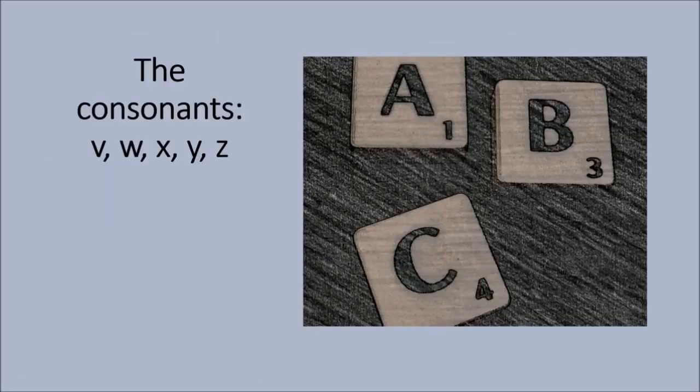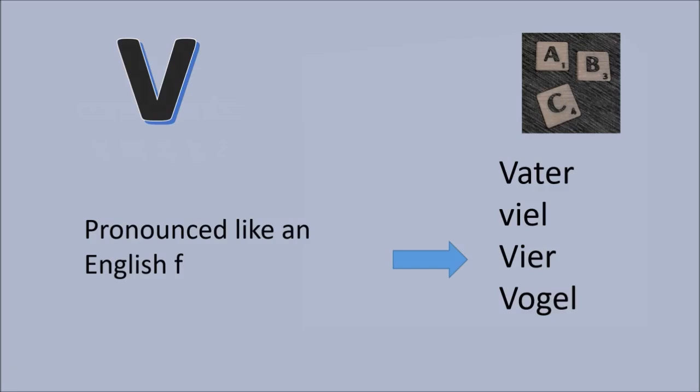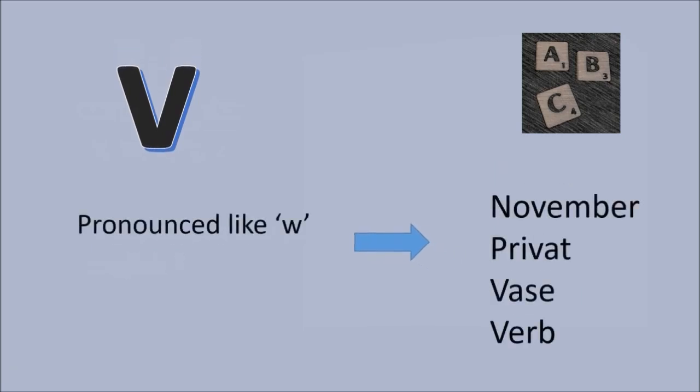In this video, we're looking at the consonants V, W, X, Y, Z, or in German, V, W, X, Y, Z. V. It's pronounced like in English F most of the times. So we have Vater, viel, vier, Vogel. But it can also be pronounced like a V. November, privat, Vase, Verb.